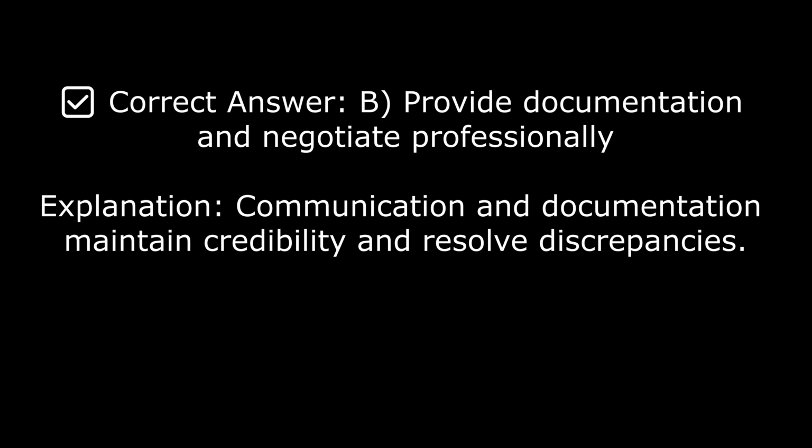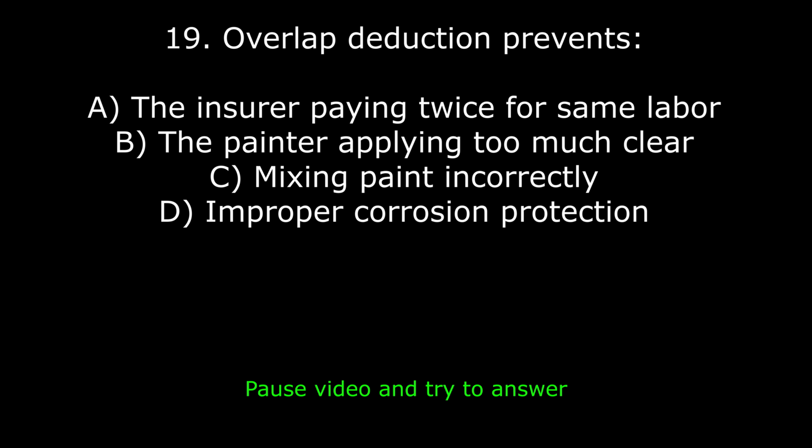19. Overlap deduction prevents A. The insurer paying twice for the same labor, B. The painter applying too much clear, C. Mixing paint incorrectly, D. Improper corrosion protection. Correct answer, A. The insurer paying twice for the same labor. Explanation: it ensures overlapping labor steps, example, adjacent panels, aren't double charged.